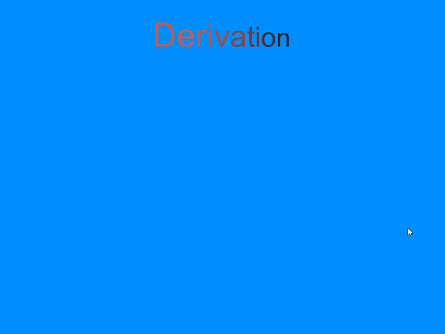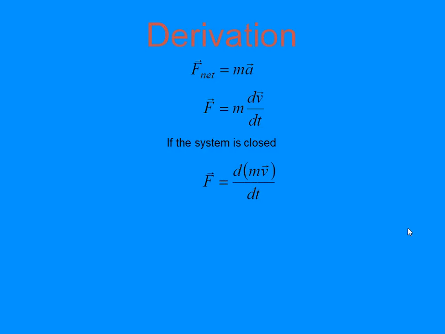Similar proof, but for calculus, since this is AP. Net force equals mass times acceleration. Acceleration can, of course, be written as the derivative of the velocity with respect to time for non-constant velocities. If the system is closed, we can factor in the mass, and we get the derivative of mass times velocity with respect to time. But mass times velocity is, of course, momentum. So we get the calculus version of Newton's second law, which says force is the rate of change of momentum, or the derivative of the momentum with respect to time. Right, so this is for non-constant forces and non-constant momentums.